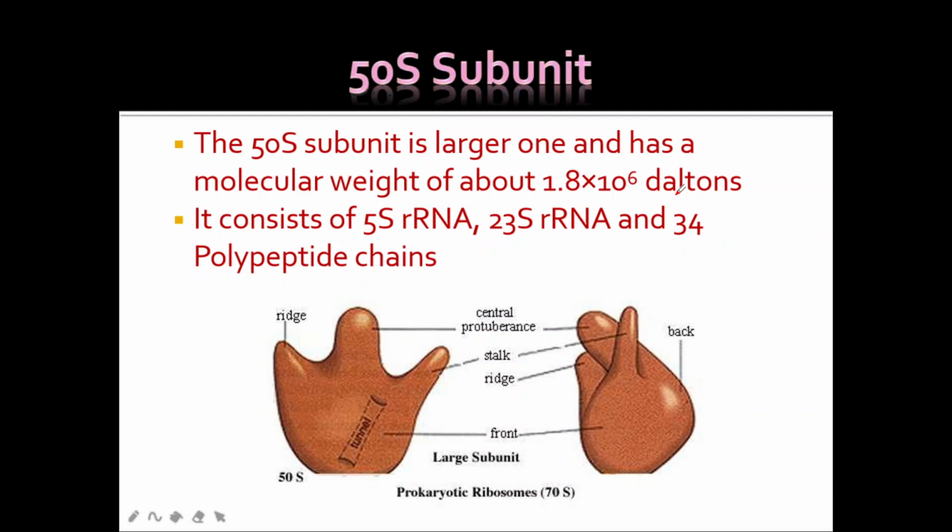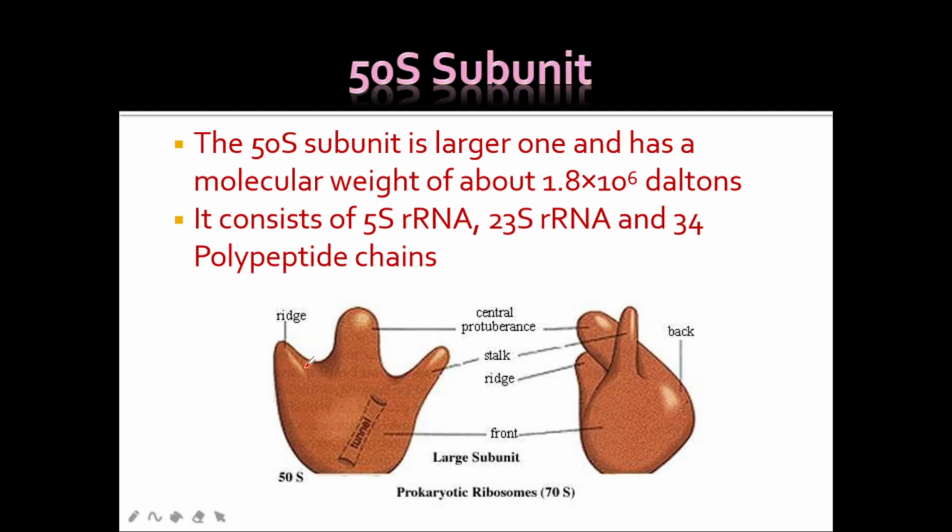Please keep in mind the difference between the molecular weight of the larger subunit and smaller subunit, and how many rRNAs and protein or polypeptide chains are present in both the units. So, please keep this difference in your mind. The larger subunit consists of 5S rRNA, 23S rRNA and 34 polypeptide chains. And the structure is here.